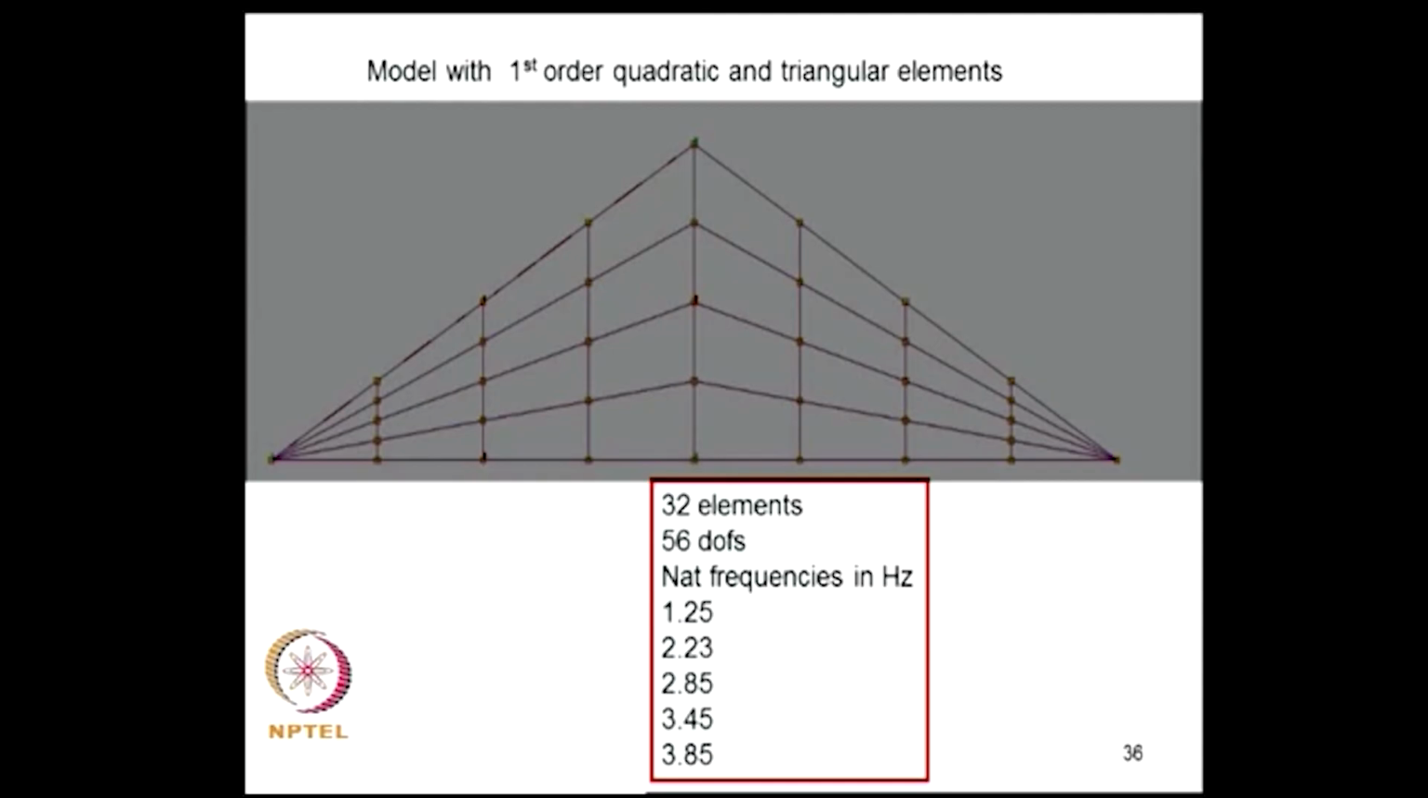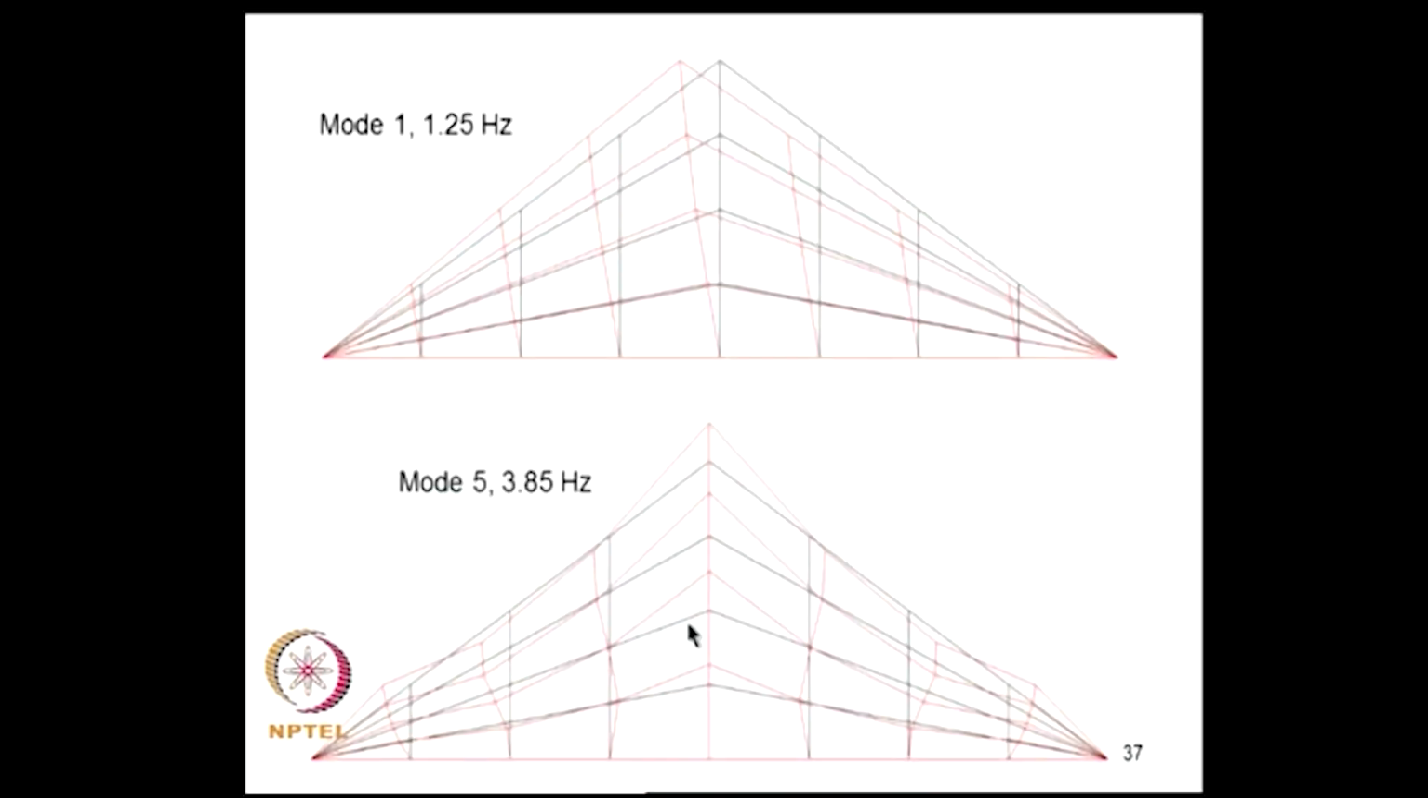Now, in this illustration, I am using a combination of triangle and quadrilateral elements. This is quadrilateral element, here we are using triangular elements. So, this is again first order elements. So, there are 32 elements, 56 degrees of freedom, and we get natural frequencies like this. So, this is just for illustration, and these are the mode shapes that we obtain from this model.